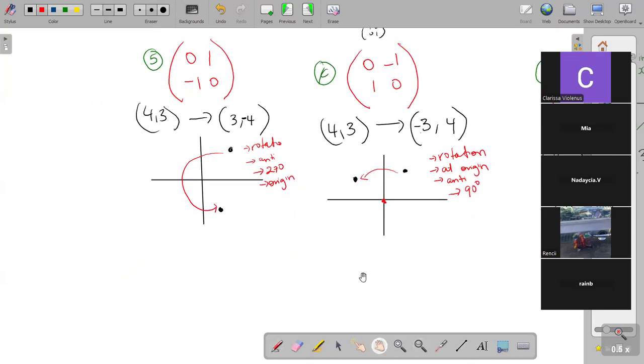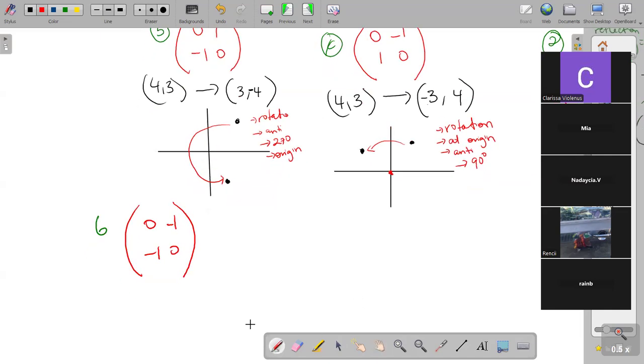I got two more. So can we finish strong? There are three more. So let's do this one now. 6. All right. You're going to tell me what you think this is going to do. So this one now is 0, -1, -1, 0. What is this going to do to the numbers? Let me see if I can really focus in. So we're going to start off with 4, 3. Who could tell me what's going to happen to the numbers?